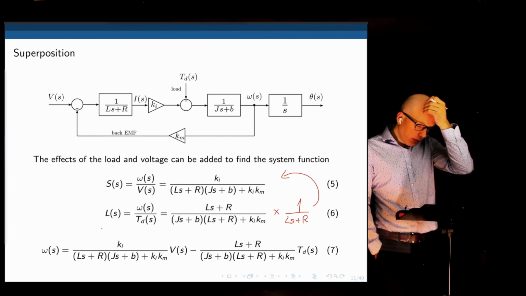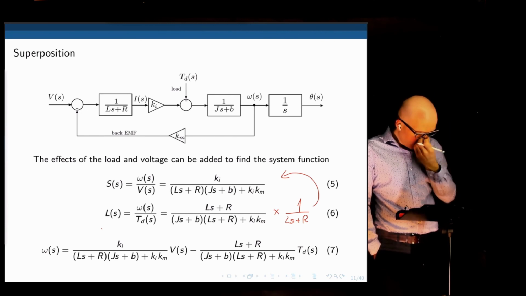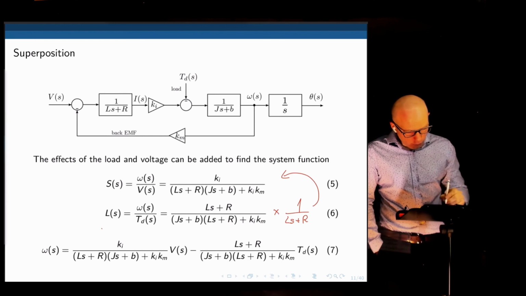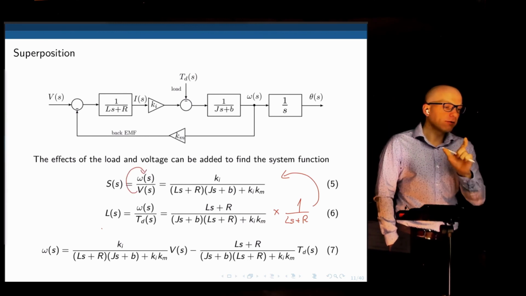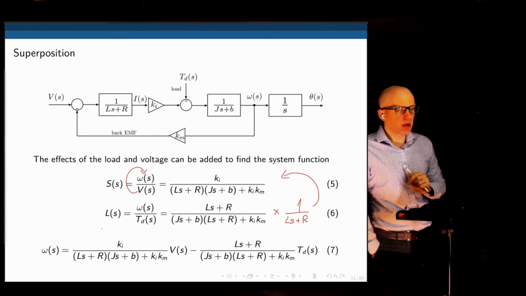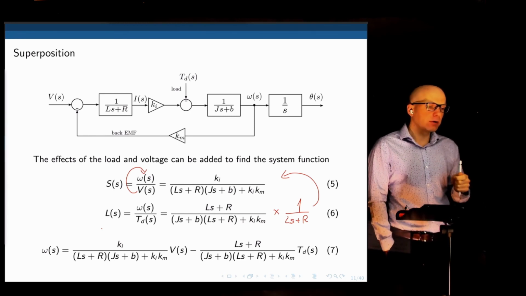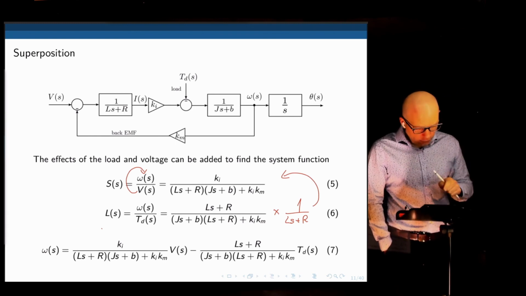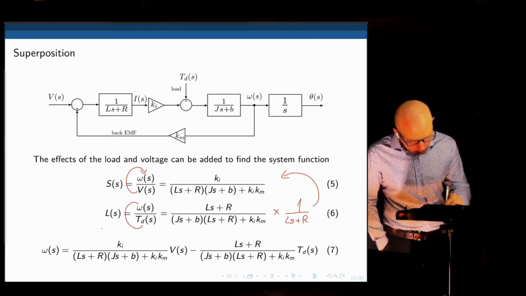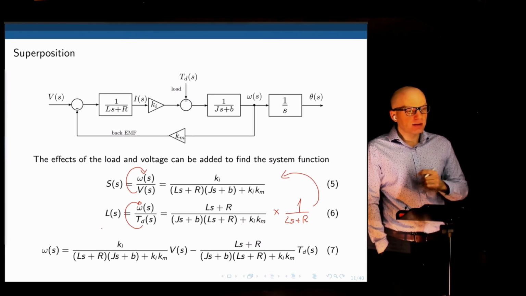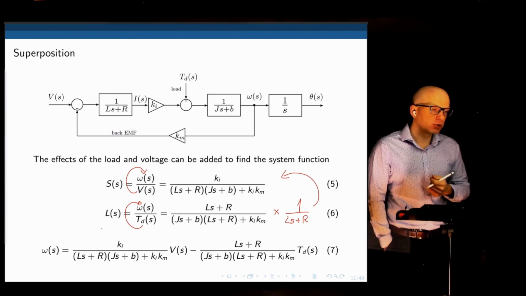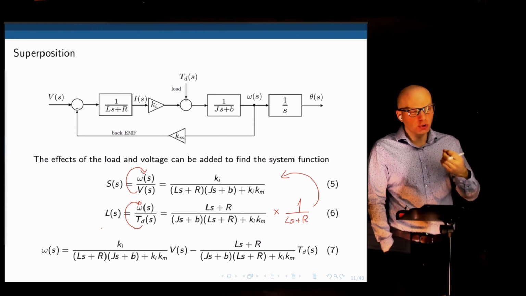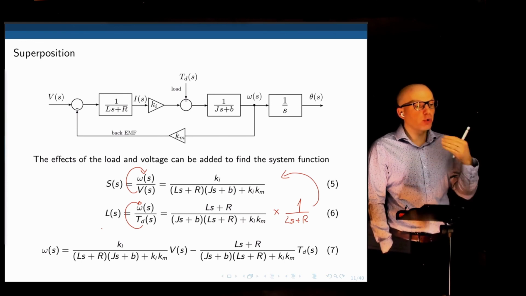Does it make sense? Well, it makes perfect sense, because to go from speed to voltage, we have to overcome two cutoff frequencies. We have to overcome the electrical cutoff frequency, and we need to overcome the mechanical cutoff frequency. If you now go from torque to speed directly, then the electrical transfer function, the electrical cutoff frequency, should play no role because you are already applying a torque.